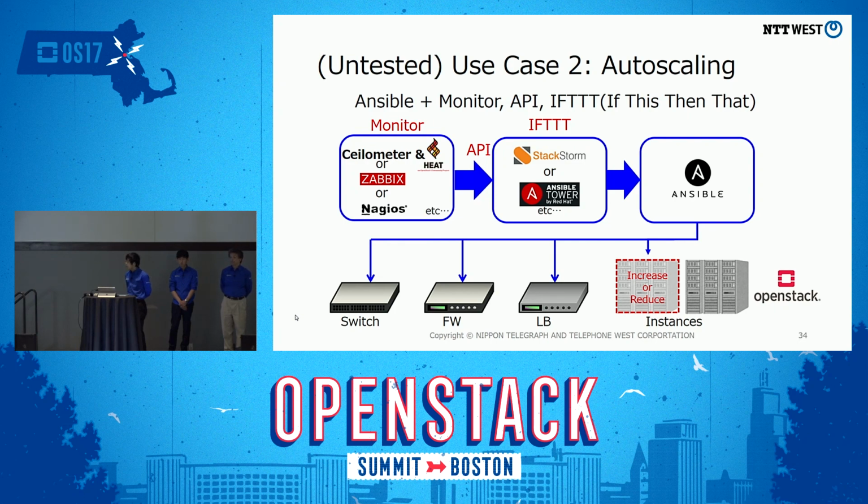Then we have to use monitoring software, for example, Ceilometer and Heat, or Zabbix, or Nagios, and so on. And we have to use StackStorm or Ansible Tower, and so on, to enable APIs and IFTTT.